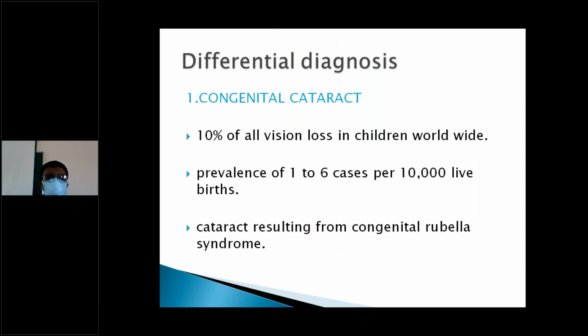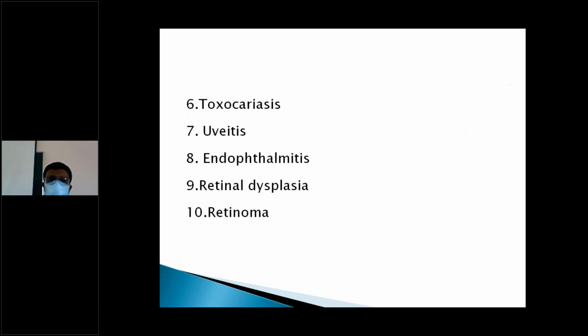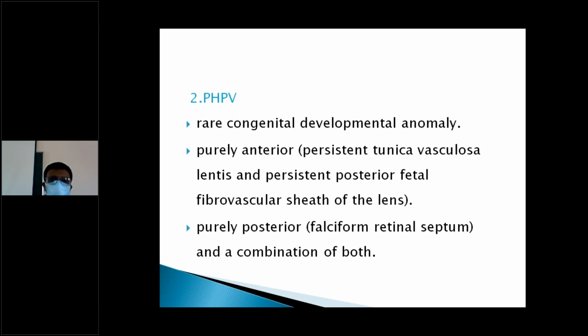Differential diagnosis: congenital cataract, Norrie disease, persistent hyperplastic primary vitreous, Coats disease, retrolental fibroplasia, retinopathy of prematurity, toxocariasis, endophthalmitis, retinoma, retinal dysplasia, uveitis. These are all the differential diagnosis for retinoblastoma.